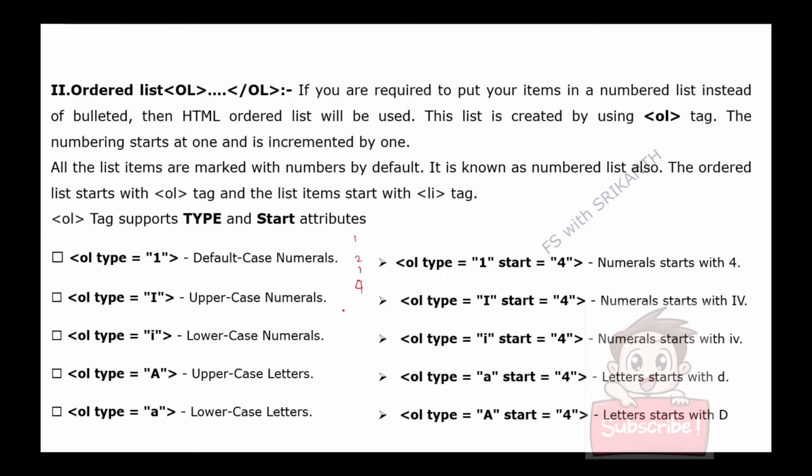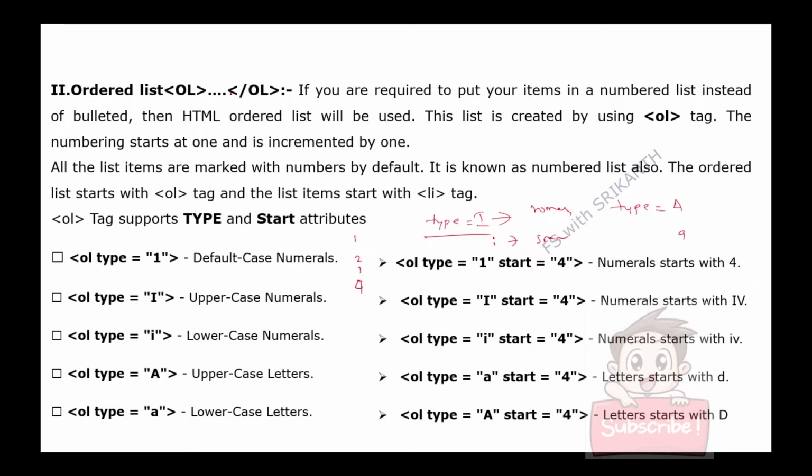Suppose you want to print a list of items in Roman numbers. You can use the type attribute. The type attribute value is, suppose, capital I. That indicates Roman numbers. Otherwise, if you use small i, it indicates small Roman numbers. And if the type value is capital A, it gives capital alphabets, and small a gives small alphabets. So with the help of an ordered list, we can represent our data on a web page in numerical format, like numbers, Roman numbers and alphabets. This way we can represent.